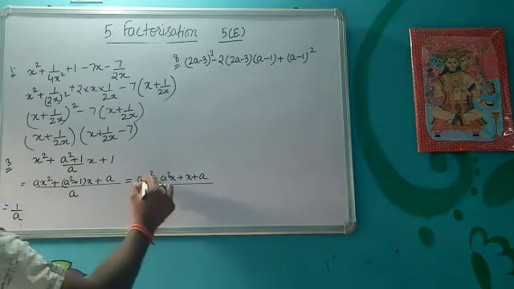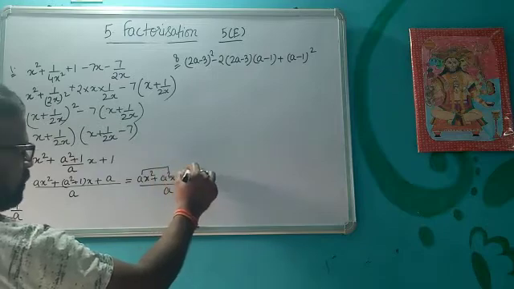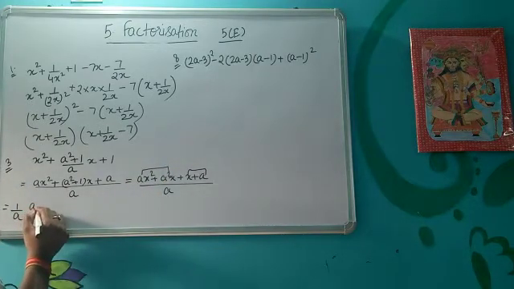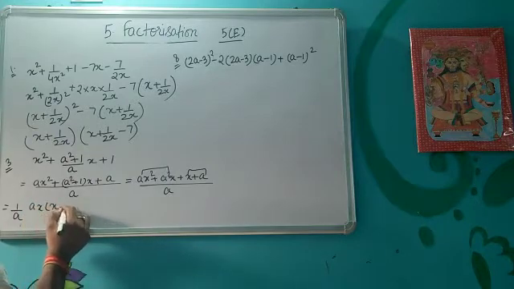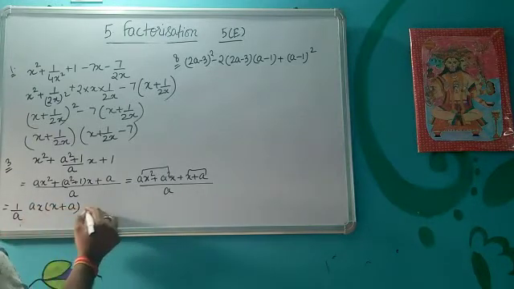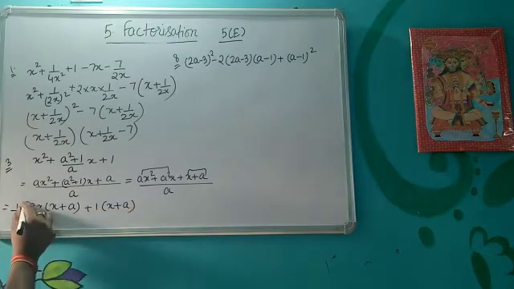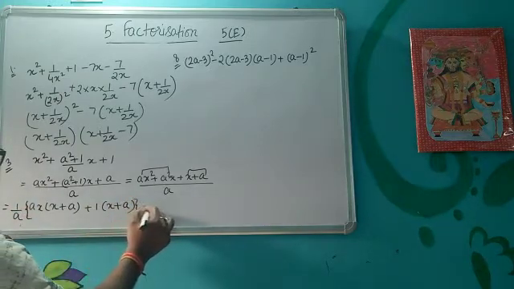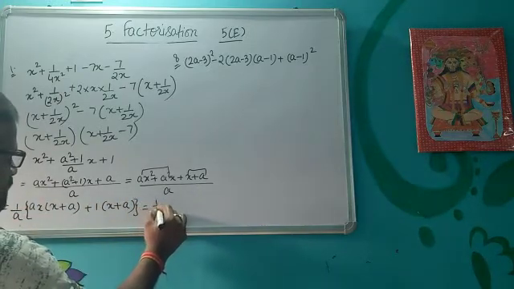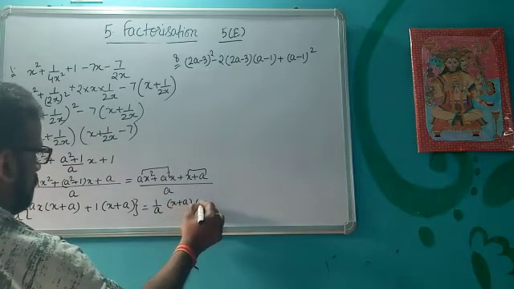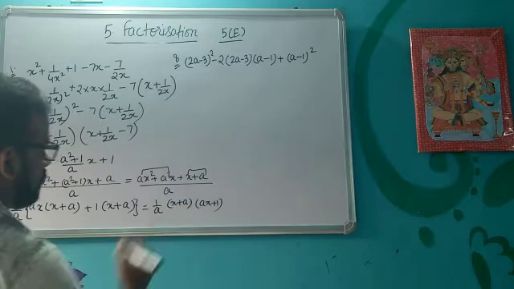Now in this, these are the two groups that I am going to form. So from this I will take ax as common, so it is left with x plus a. From here I will take 1 as common, so x plus a. So now you can see that it is factorized like this, 1 upon a into x plus a into ax plus 1.